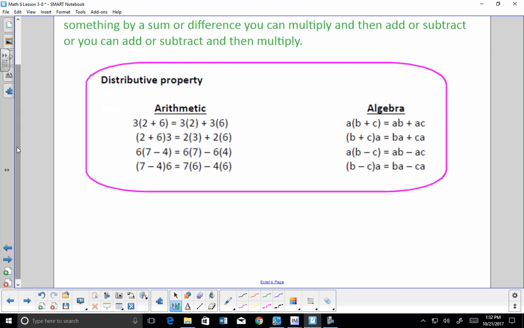I could have 3 times the quantity 2 plus 6, which means I could add the 2 and the 6 together first and get 8, and then multiply that by 3 to get 24, or I can multiply the 3 times the 2 and get 6, and the 3 times the 6 and get 18, and 6 plus 18 is still 24. So it's just the way in which you look at the distributive property. This box is important, but don't get all hung up on it. It will make more sense when we start playing around with it.